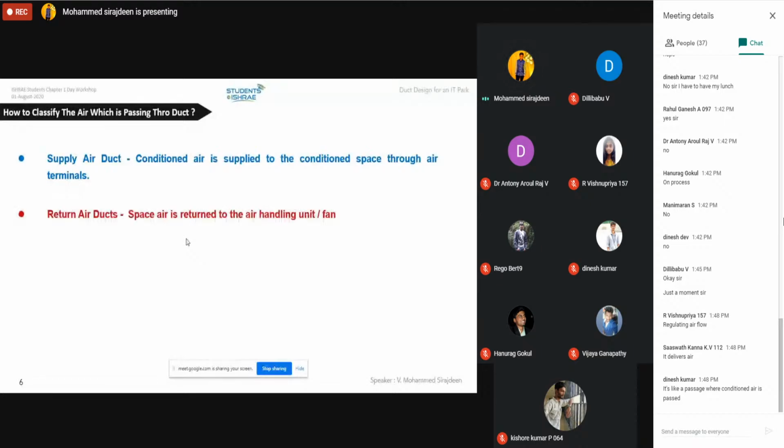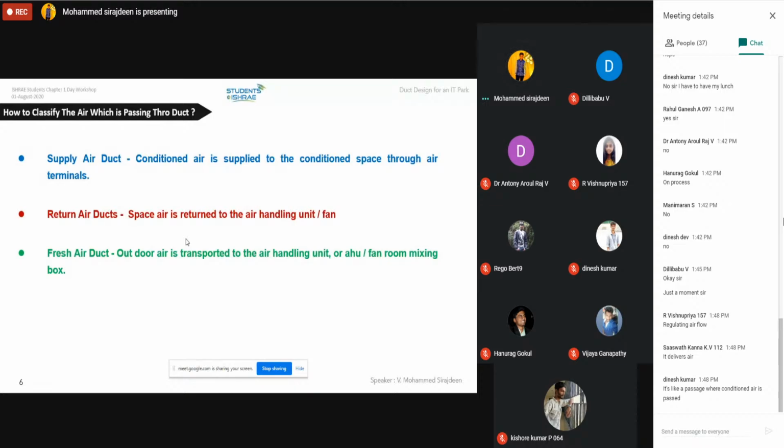Return air duct: we supply the air into the room, but we cannot always take 100% from ambient unless otherwise required. If you want to run a vacuum cleaner and stop one side, the vacuum will not work. The AHU also requires suction on the downstream side while it delivers on the upstream side. So it is required to take the return air from the room.